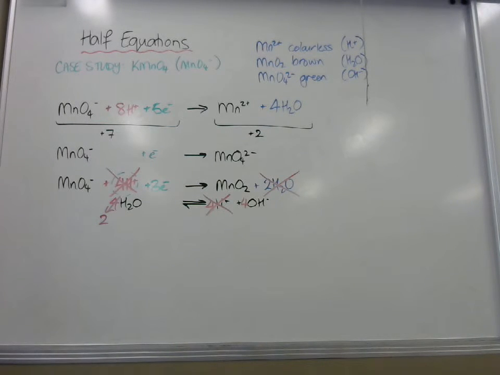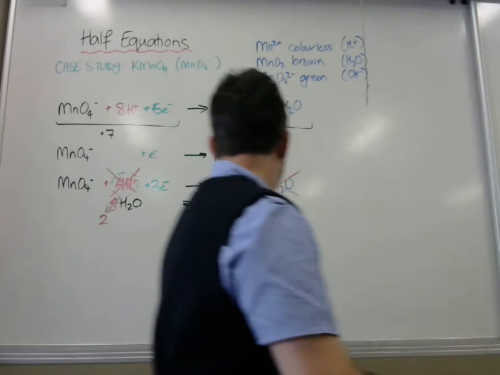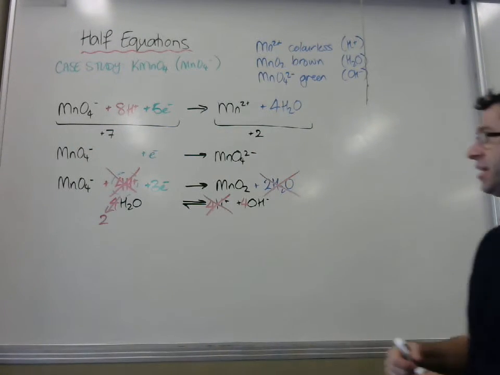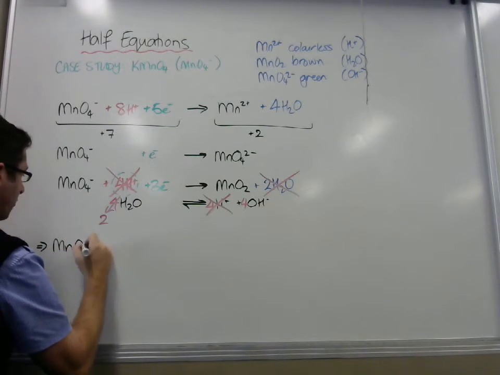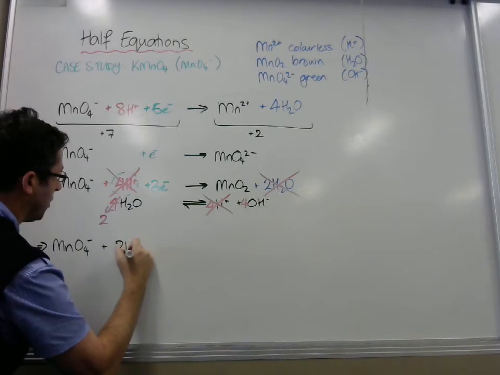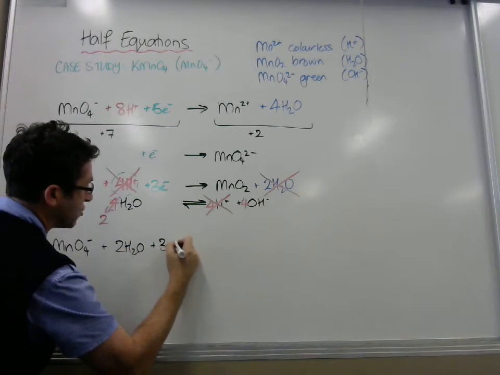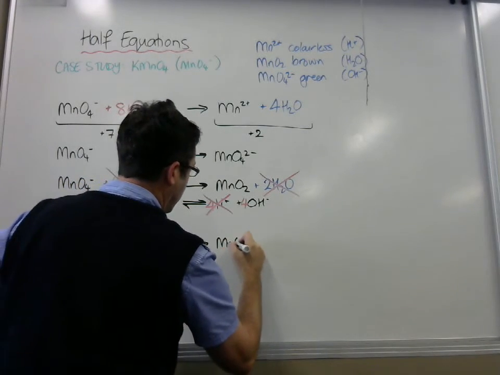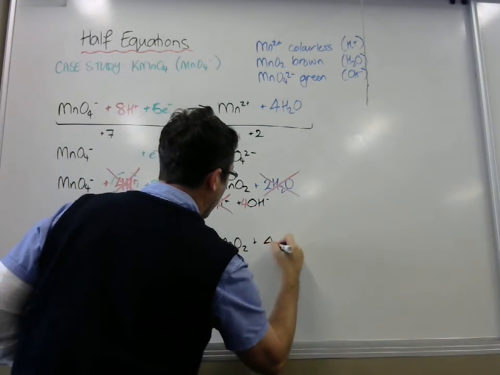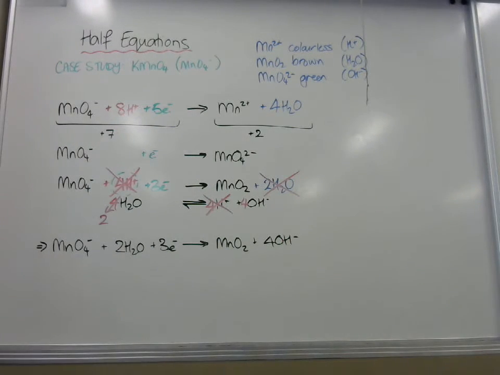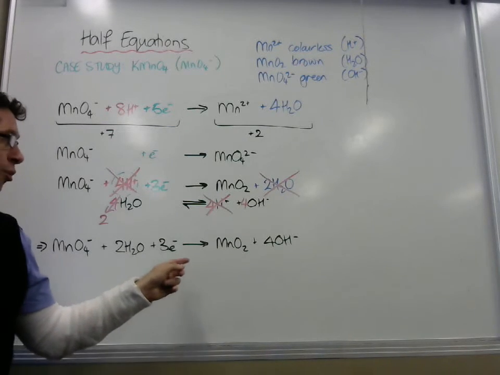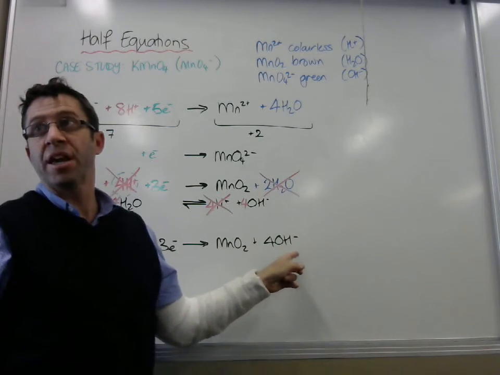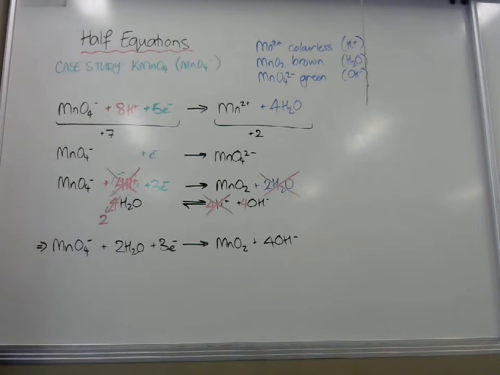Cool. So now I'm going to put all of that together and then double check that it is balanced. Just while I'm learning, I'll double check. So if I rewrite it, it becomes MnO4 minus plus 2H2O plus 3 electrons gives MnO2 plus 4OH minus. What is the net charge on this side? -4. What's the net charge on this side? -4. That's your first giveaway, you've got it right.